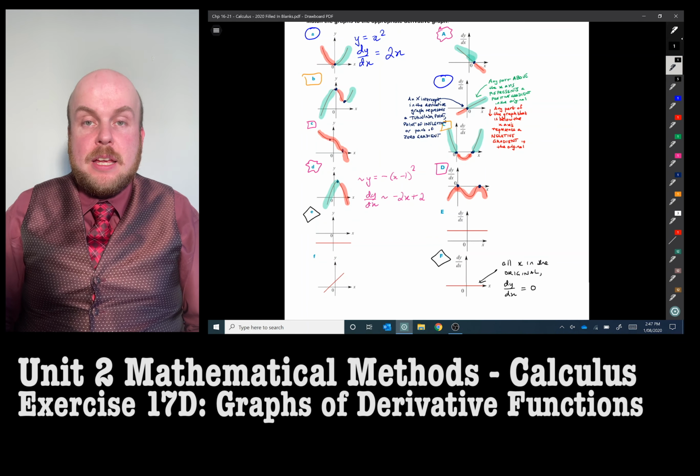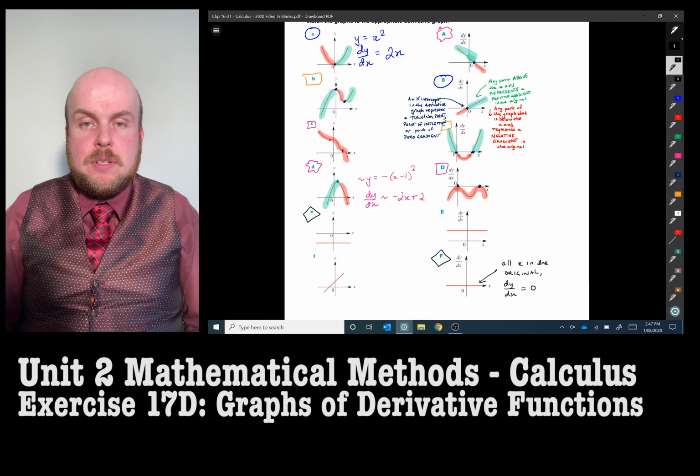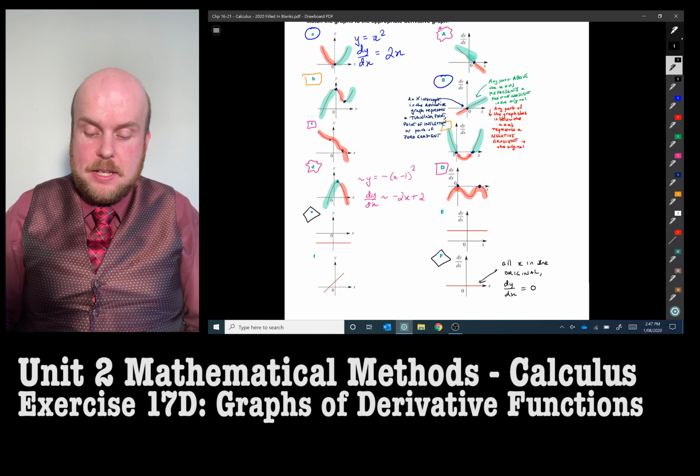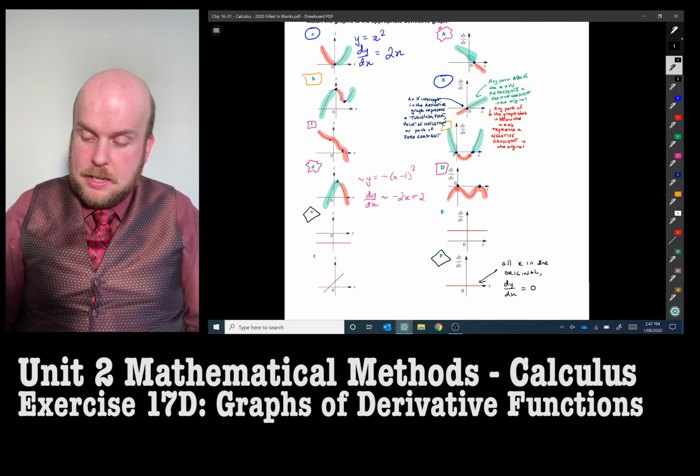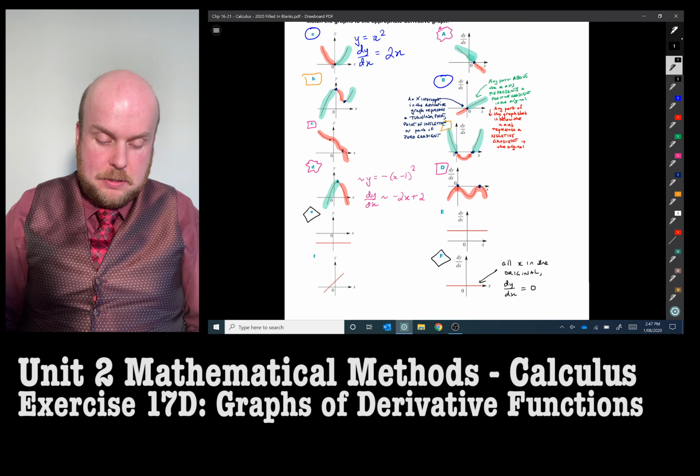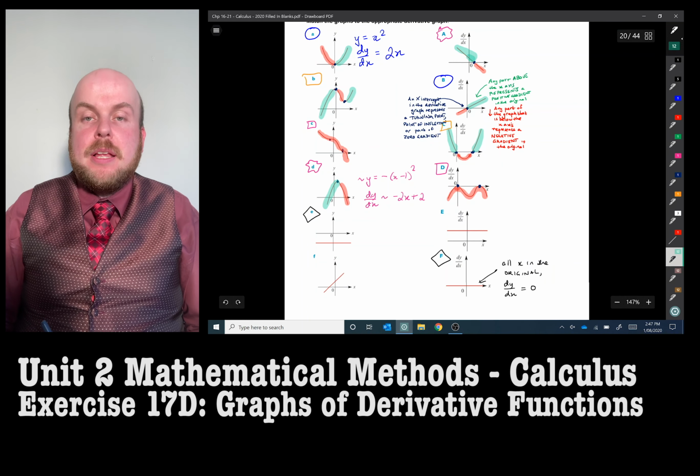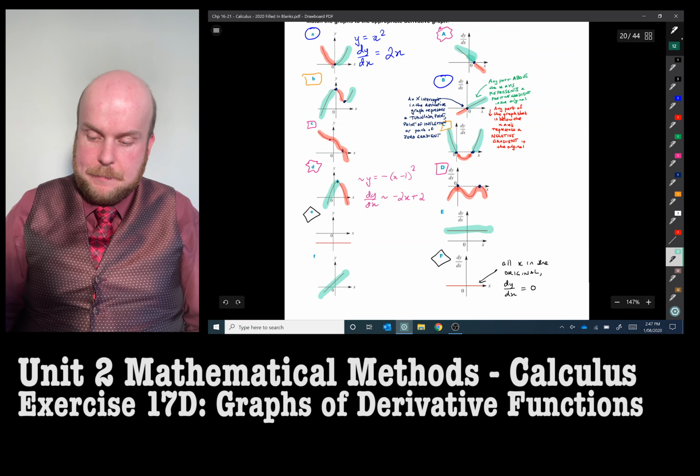F is a linear graph, so it has a constant gradient. It has the same gradient for all values of x. It's positive, so we can see it's positively going up, therefore it matches to this one here.